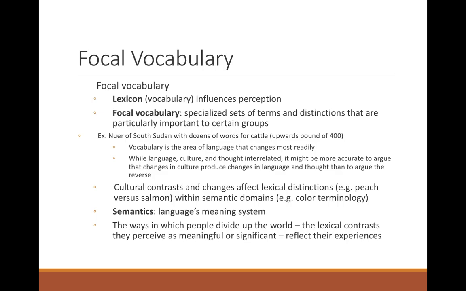So language vocabulary is the area that changes very, very rapidly based on what needs arise. We have innovated a lot of new words in the past 10 years that relate to technology because technology is something that's rapidly changed. So language, culture, and thought are interrelated. It might be more accurate to argue that changes in culture produce changes in language and thought rather than to argue the reverse. We can see this reflected with cultural contrasts that affect lexical distinctions.